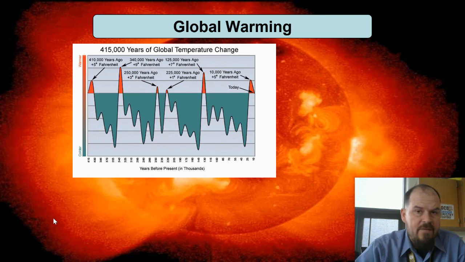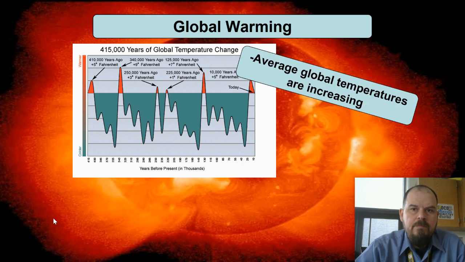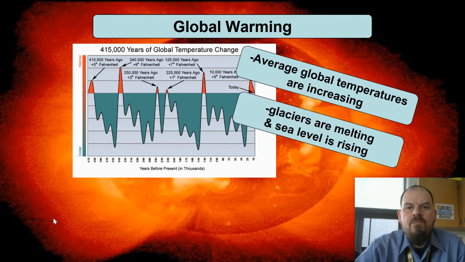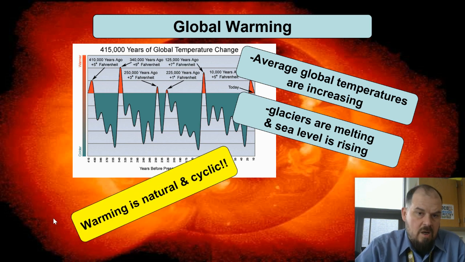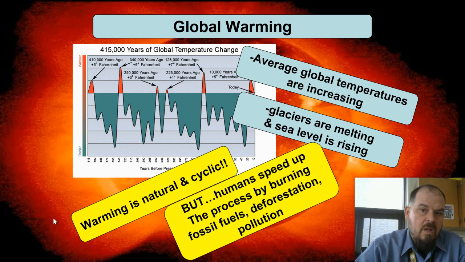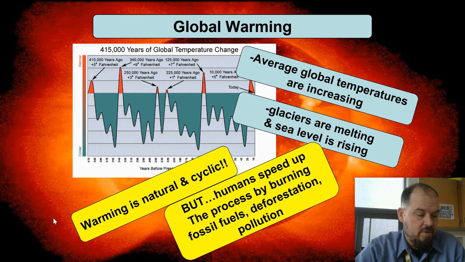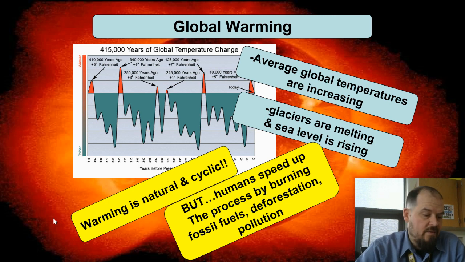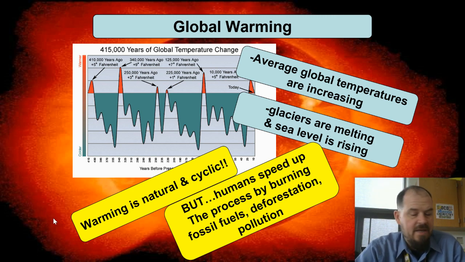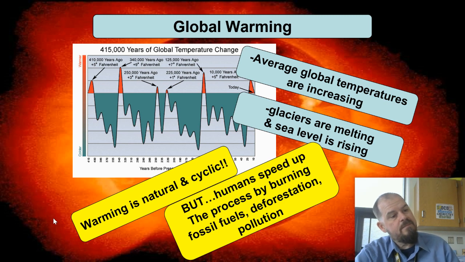So here's a nice picture graphic of the cyclic change in the temperature. Average global temperatures are increasing. Glaciers are melting and the sea level is rising. That is happening right now. You can write all this stuff down. Warming is natural and cyclic, but there's a caveat there. Humans speed up the process by burning fossil fuels, deforestation, and pollution. So these are the pieces you need to get written at the bottom of page 6.